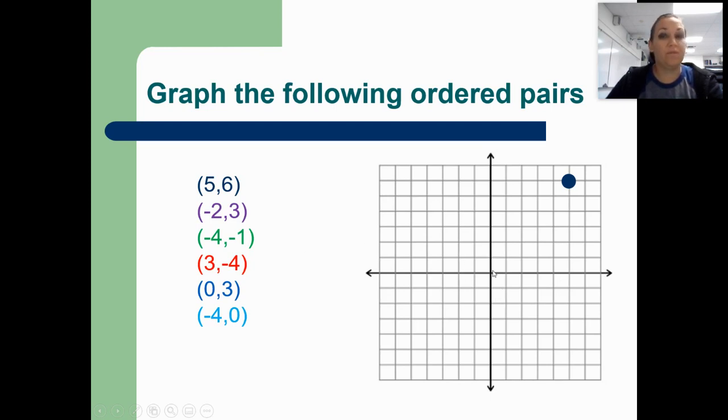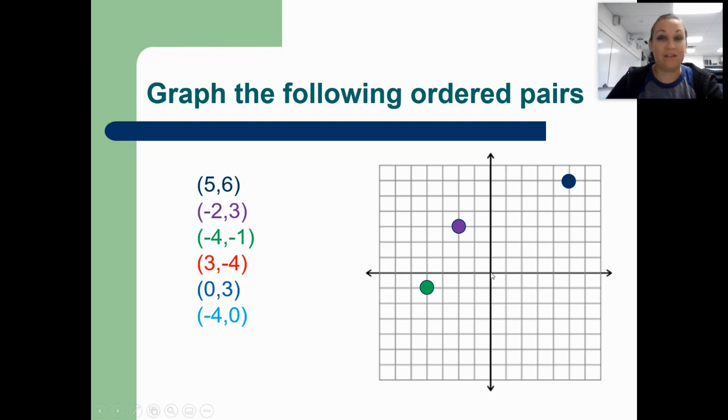My next ordered pair has a negative 2 for the x, so I'm going to go left 2, and then a positive 3 for the y, so I'm going to go up 3. Left 2, up 3. For my next ordered pair, I have a negative 4, so that's left 4, and a negative 1, so that's down 1. Left 4, down 1.